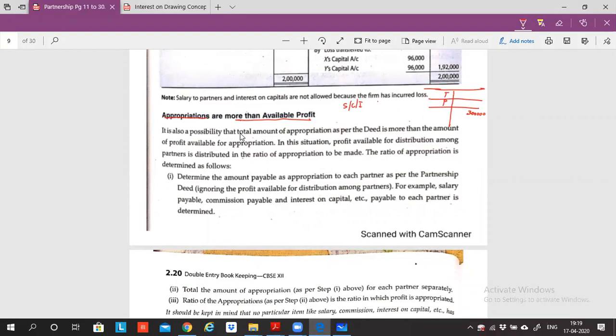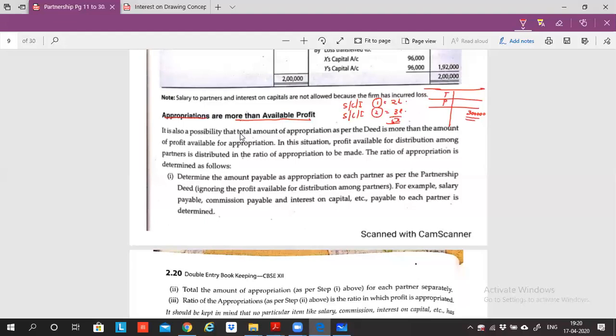Let's say for the first partner it is 2 lakh rupees. And for the second partner, I have to give salary or commission or interest, whatever it is, let's say 3 lakh rupees. So totally I need to pay 5 lakh rupees to them. But unfortunately, I have only 3 lakh. Now this 3 lakh, in what ratio should I give to the first partner and the second partner?